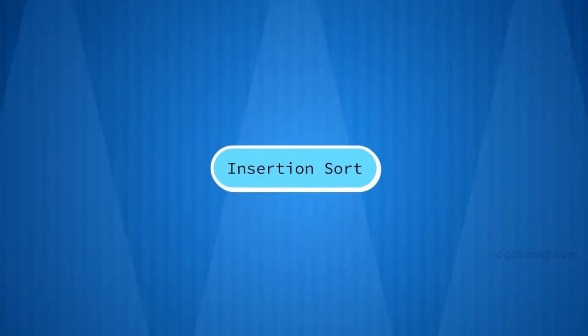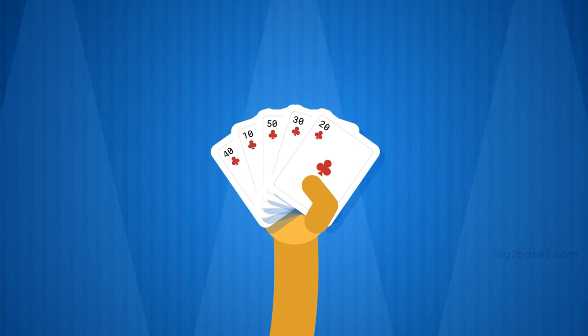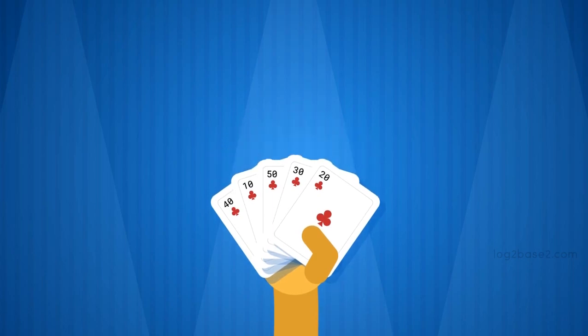So insertion sort is an efficient algorithm for sorting a small number of elements. It is similar to arranging playing cards. So what will we do when we have a handful of playing cards? Before we start the game, we will sort all the cards so that we can make smart decisions.